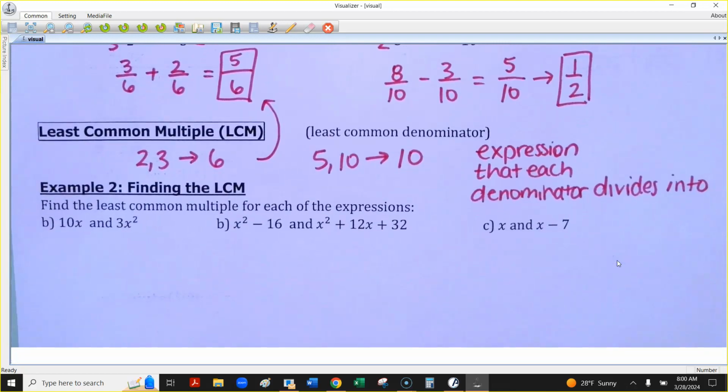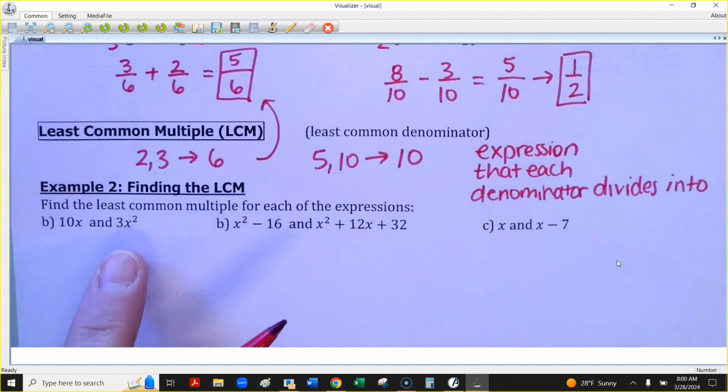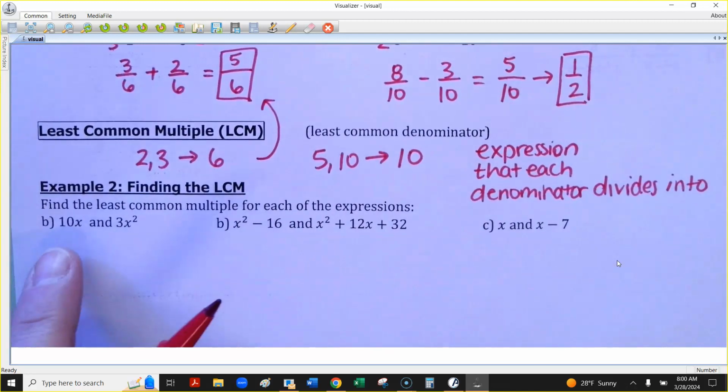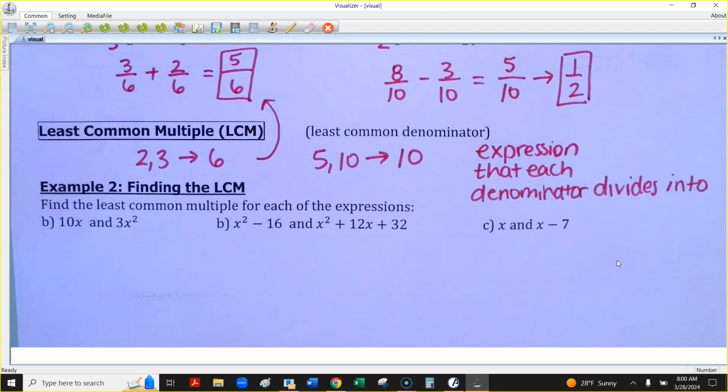So if I've got variables, this first one's not going to be bad. So I have 10x and 3x squared. So if you've got numbers like I do here, just got a little product. We don't have it like little sets of parentheses or anything. So what is the smallest number that you can think of that both 10 and 3 would divide into?